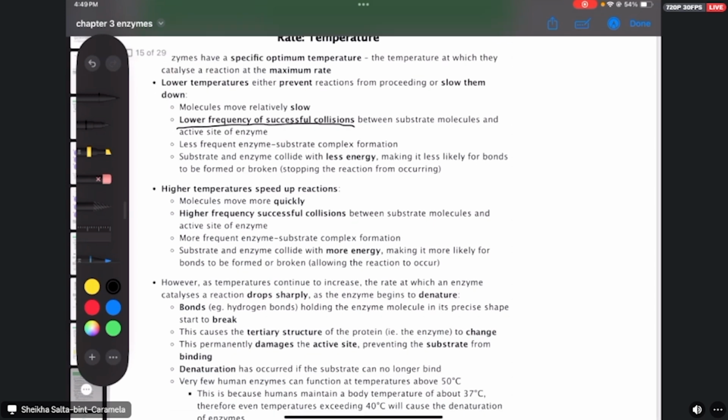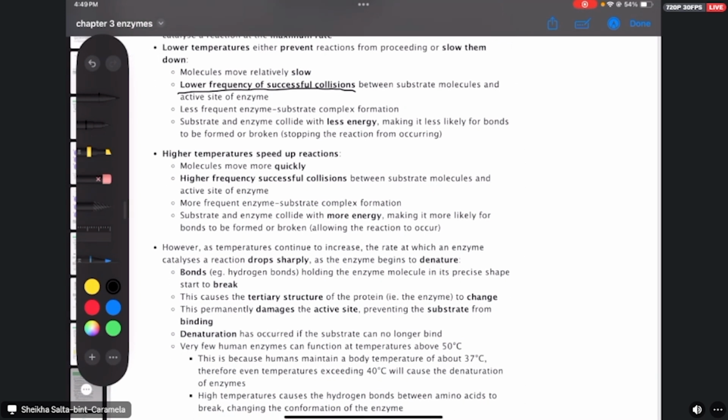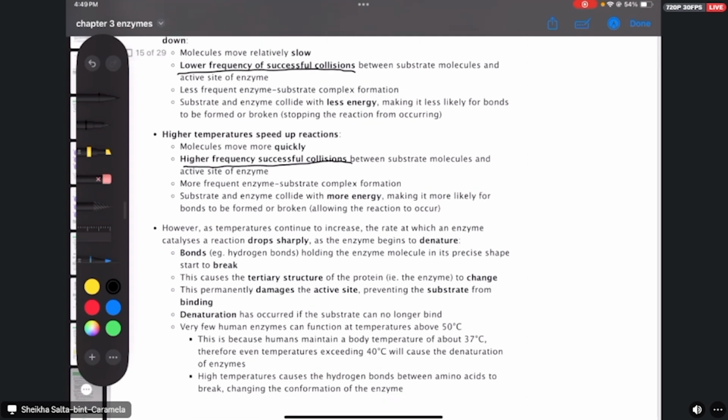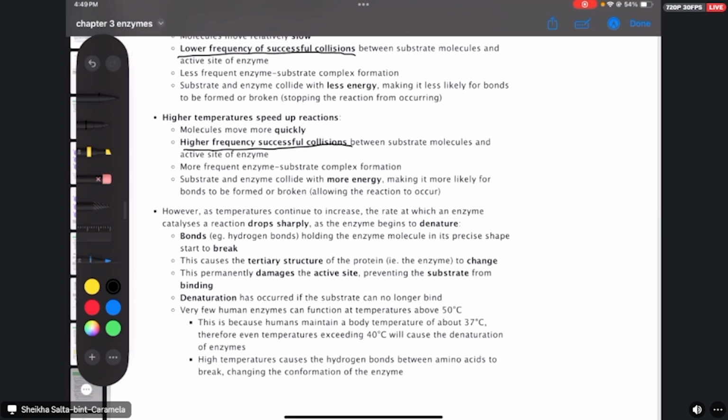So the reaction would be slow. At a certain higher temperature, the molecules will collide with a higher frequency, and the enzyme substrate complexes will form more, as the enzyme and the substrate both have higher energy, and the bonds will be broken down quickly, and the reaction will be completed much sooner. But since enzymes are proteins, they can only withstand a certain amount of temperature.